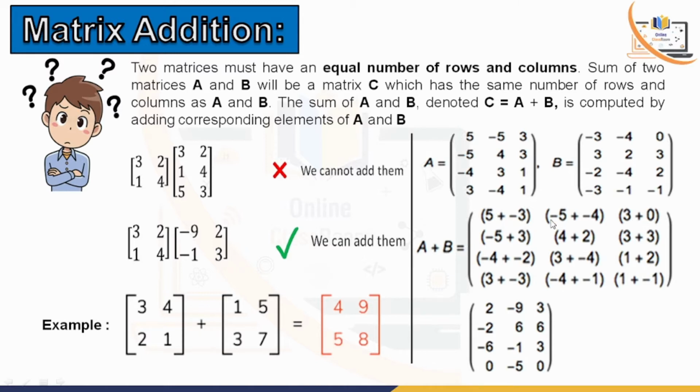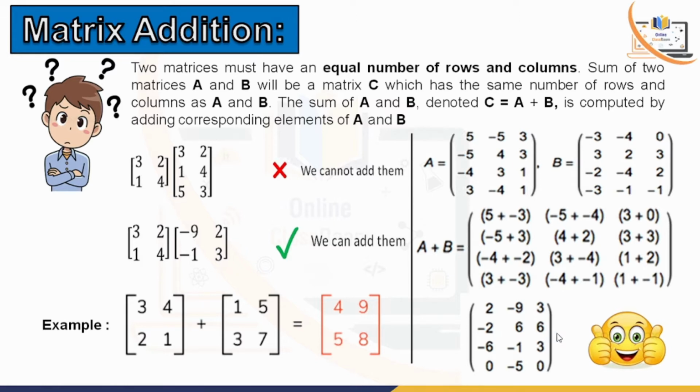Okay, so we compute the first row. Similarly, we can easily perform the next rows, like second one, this is third one, and this is your fourth one. Okay, so if you simplify it, ultimately we get the result as 2 minus 9 3, that is your first row. Second one minus 2 6 6, third one is minus 6 minus 1 3, and last one 0 minus 5 0. So that is the complete idea of matrix addition. And look, after the addition, the generated matrix order is same as A and B.